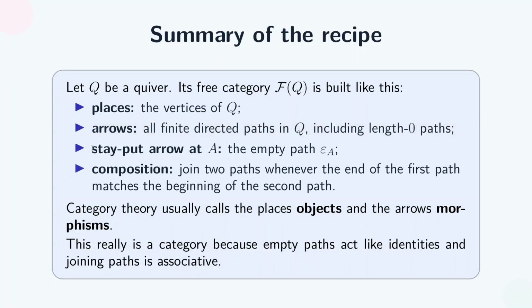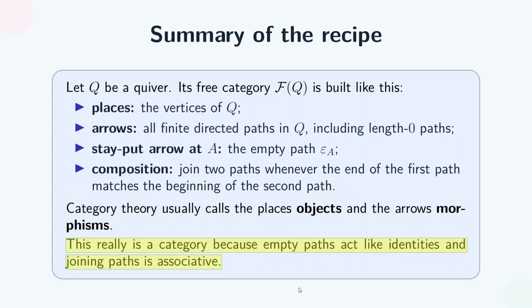At each vertex A, the stay-put arrow is the empty path at A. And composition is defined by joining two paths whenever the end of the first matches the beginning of the second. So the whole construction can be said in one sentence. Keep the vertices, turn all finite paths into morphisms, and compose them by concatenation. This really does give a category. Why? Because the empty paths behave like identity morphisms, and path concatenation is associative. So the free category is not just an informal picture. It is a genuine category, built directly from the quiver in the most straightforward possible way.